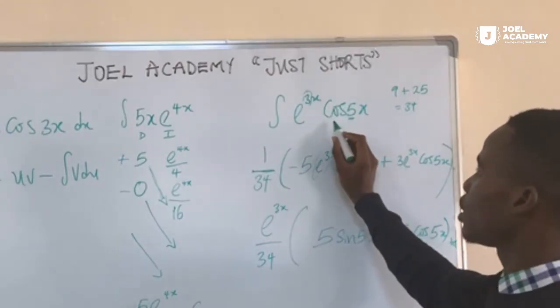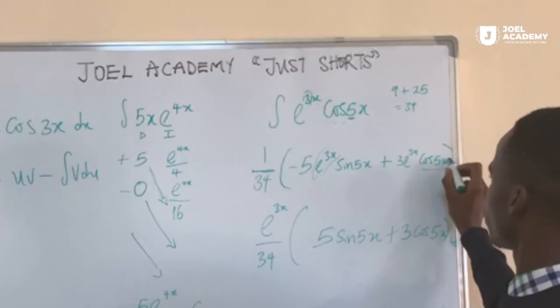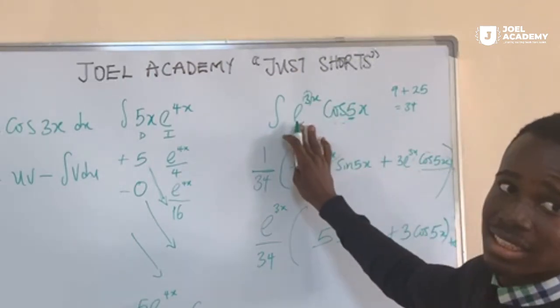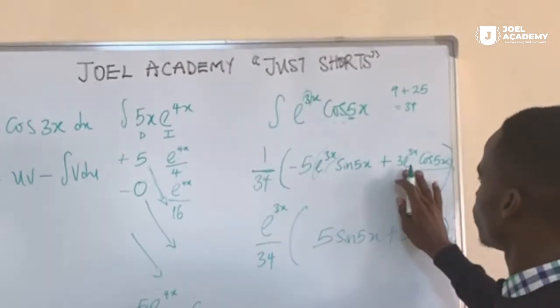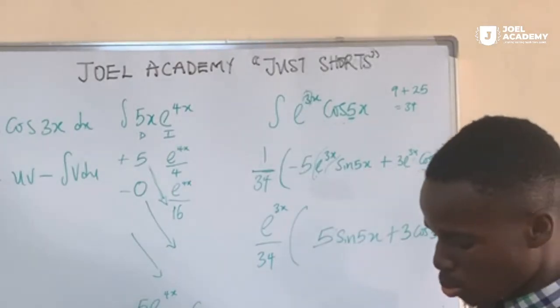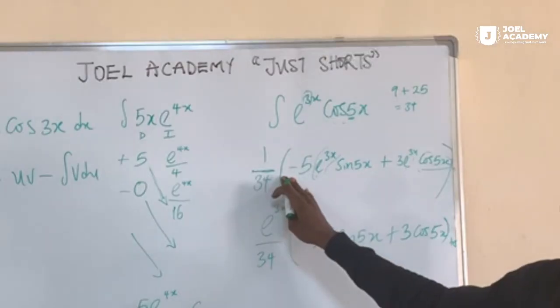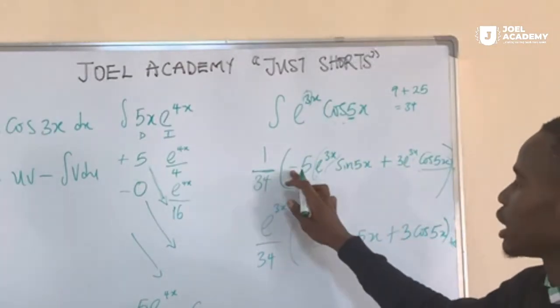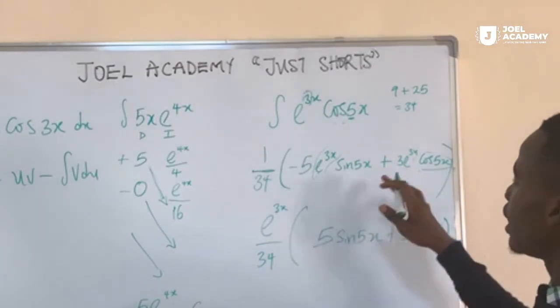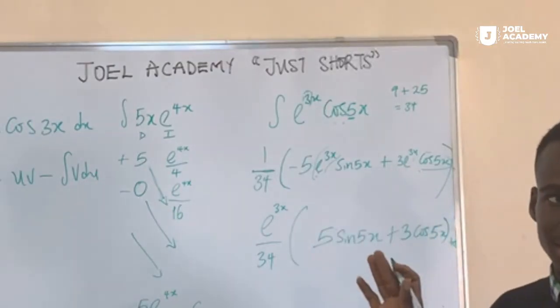The next one, keep this constant. So you keep this constant. It's not touched. Differentiate exponential 3x. When you differentiate, you have what? This 3 exponential 3x. But then your final answer will be that you will multiply the first term by what? A negative. So minus times minus gives us positive. And then the second term, you leave it as it is.